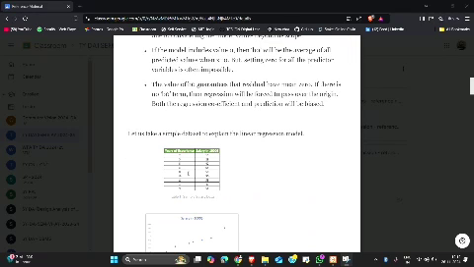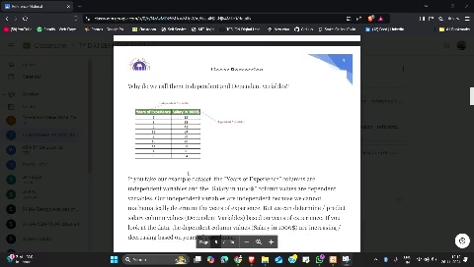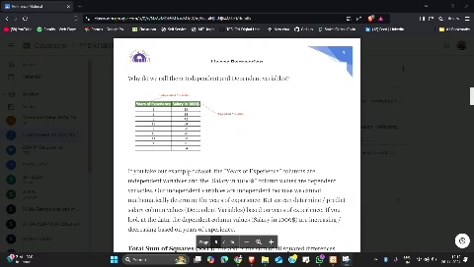Mathematically, the cost function can be written as J(beta) equals 1 by 2m into the sum of (y minus y-hat) whole squared, where m is the number of training examples, y is the actual output, and y-hat is the predicted output.